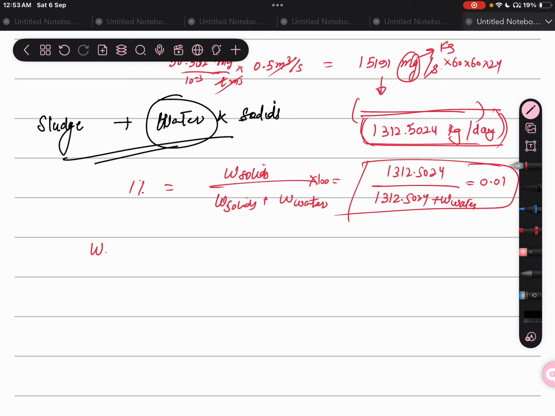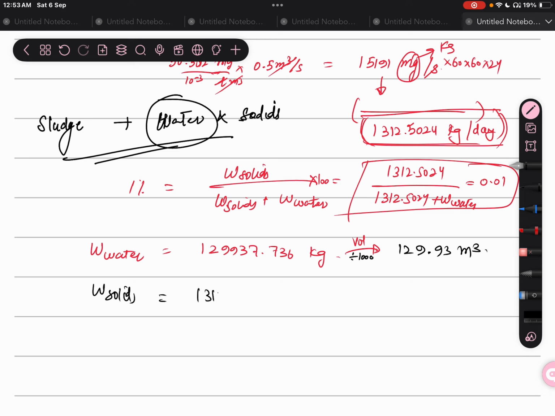So we'll now calculate the weight of water which is present in sludge. It will be 129937.736 kg. And if I calculate this to volume, simply divide by 1000, so it will become 129.93 meter cube.